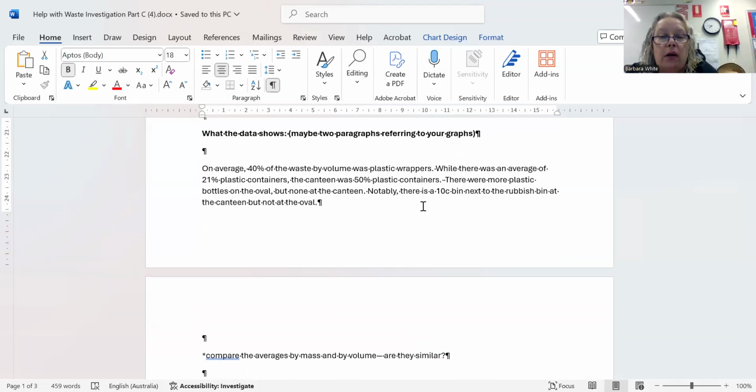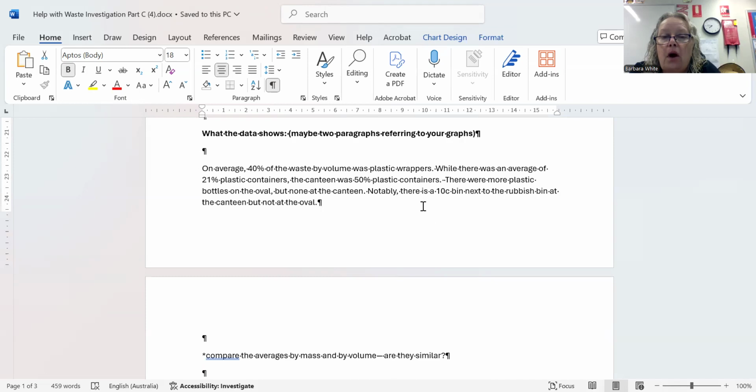Well, there was an average of 21% plastic containers. In the canteen, there were 50% plastic containers. That tells me there's more plastic containers being thrown in the canteen bin. It also suggests that maybe a lot of the rubbish is coming from the canteen, and maybe the canteen is what we need to look at to reduce our rubbish.